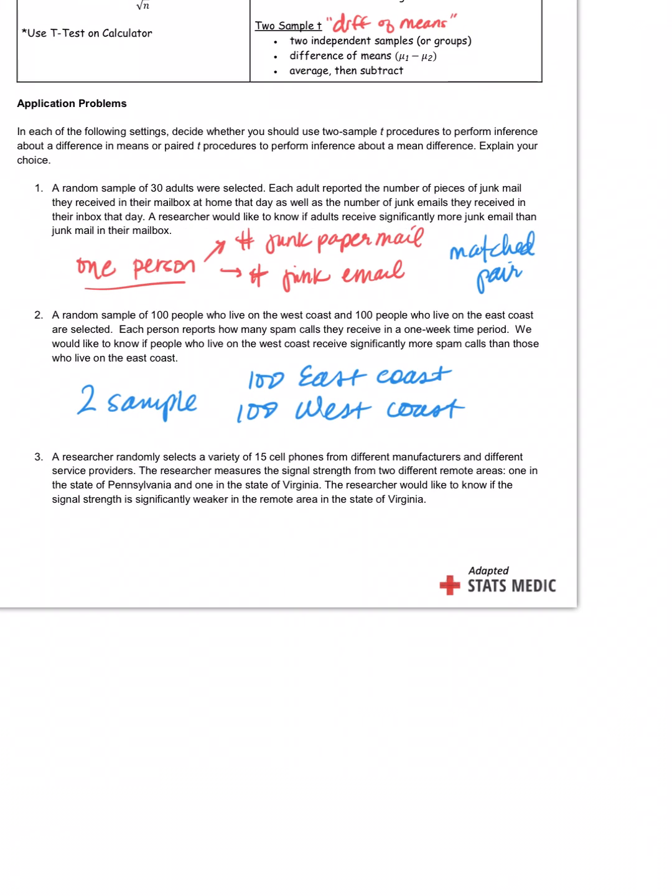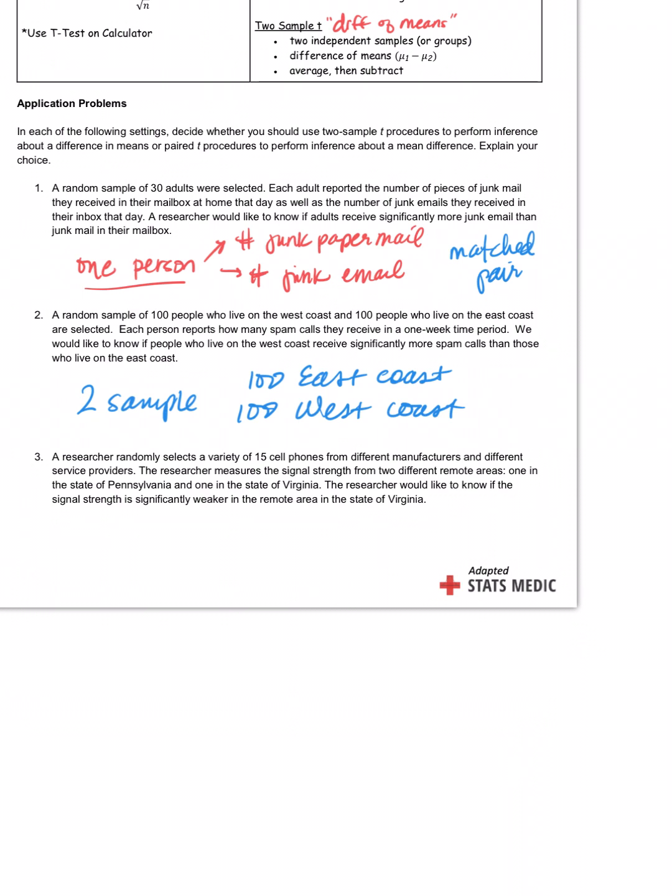All right, look at number 3. A researcher randomly selects a variety of 15 cell phones from different manufacturers and different providers. The researcher measures the signal strength from two different remote areas, one in the state of Pennsylvania, one in the state of Virginia. The researcher would like to know if the signal strength is significantly weaker in the remote area of Virginia.